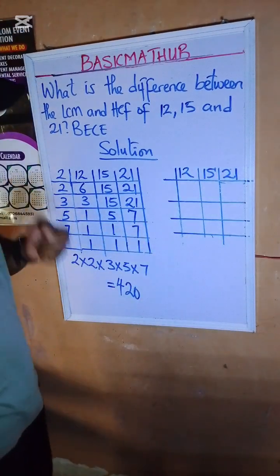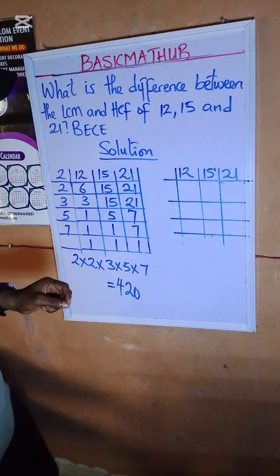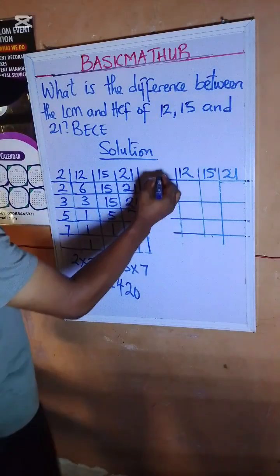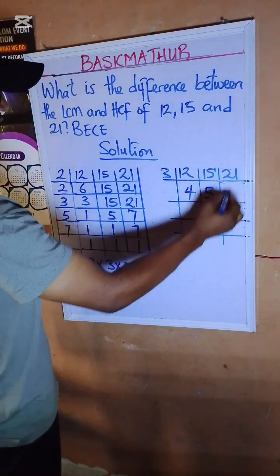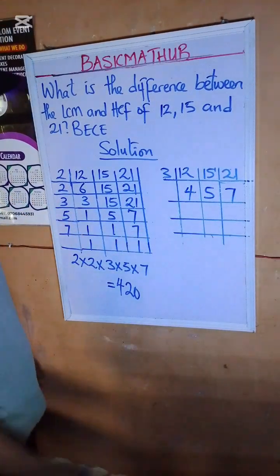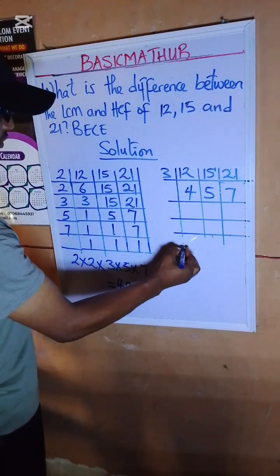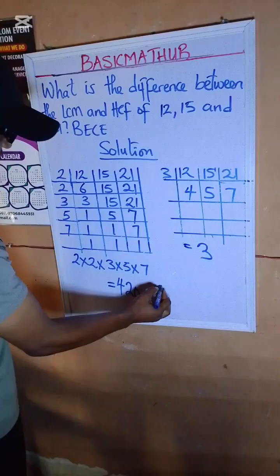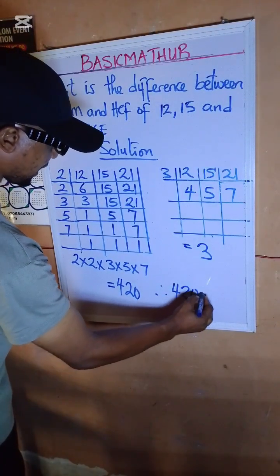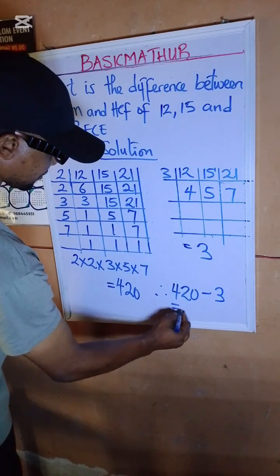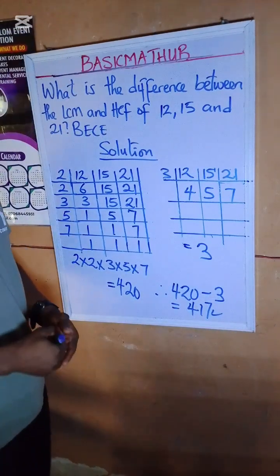For the same numbers, we are looking for the HCF of 12, 15, and 21. What's the common factor of 12, 15, and 21? Look at it, 2 is nowhere to be found. But 3, let's look at 3. 3 is good, so 4, 3, that's 5, and this one, that's 7. Do we find any other common factor again? No. So the HCF is equal to 3. Therefore, the difference between the LCM and HCF is going to be 420 minus 3. Simply, our answer is going to be 417. Hope you get that.